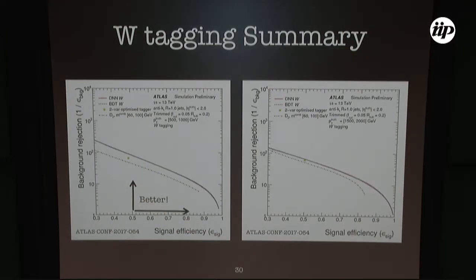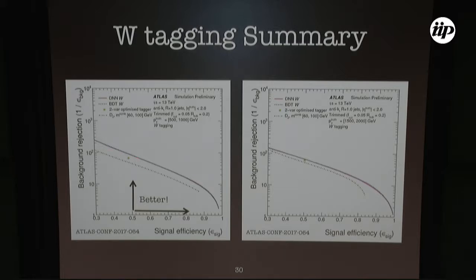Now what I'm going to show you is the taggers we use in ATLAS. This is for W tagging. We actually plot this slightly differently from CMS. CMS does background efficiency; we do 1 over background efficiency, or what we call background rejection. So higher on the y-axis is better, and further right is higher signal efficiency. This is W tagging, for a lower pT range, and this is for a higher pT range of the W.